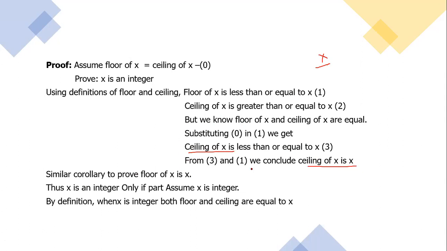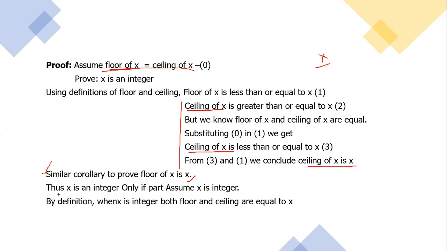Like that, we can prove that floor of x is also x with the same terms. If we replace this ceiling of x with floor of x, then I can conclude that both equations are the same. I just want to explain this. Since we are assuming that both the terms are equal, I can just replace one by the other. So I get the conclusion that ceiling of x is x and floor of x is also x.